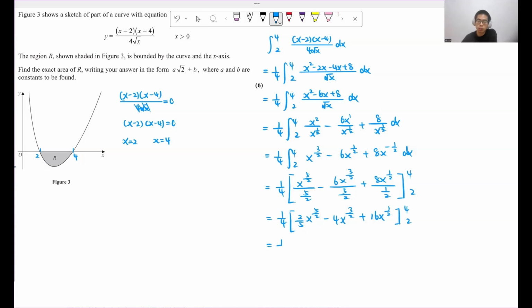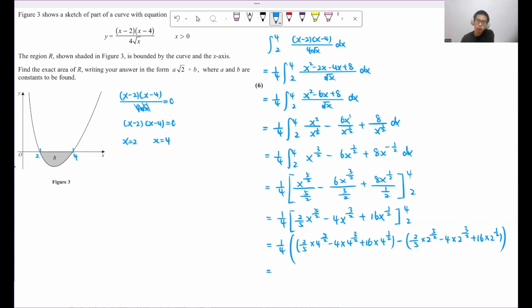Now we can substitute in the limits. So 2 over 5 times 4 to the power 5 over 2, minus 4 times 4 to the power 3 over 2, plus 16 times 4 to the power 1/2. And then minus, in brackets, 2 over 5 times 2 to the power 5 over 2, minus 4 times 2 to the power 3 over 2, plus 16 times 2 to the power 1/2.